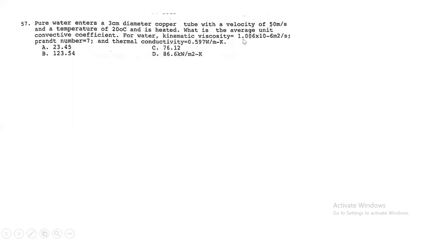So, for water, kinematic viscosity is given as 1.006 times 10 raised to negative 6. Prandtl number, so that is the Prandtl number, 7, and thermal conductivity of 0.597 watts per meter Kelvin.